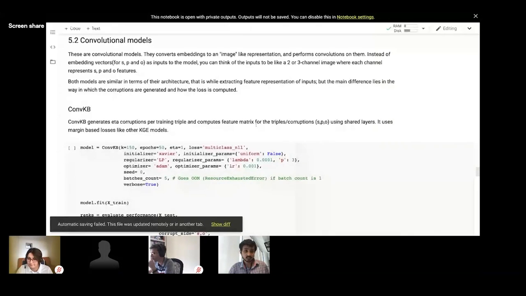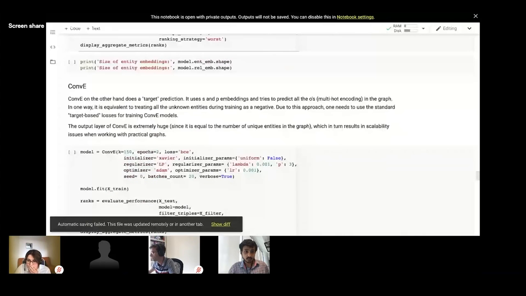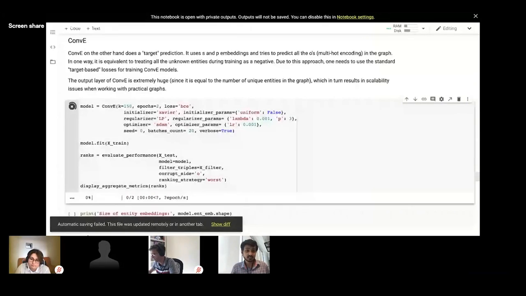I'm not going to run ConvKB because, again, it takes time. You can run it and check later. So let me just run ConvE. If you look at the leaderboard on these traditional benchmark datasets, ConvE performs the best. It's the topmost there.